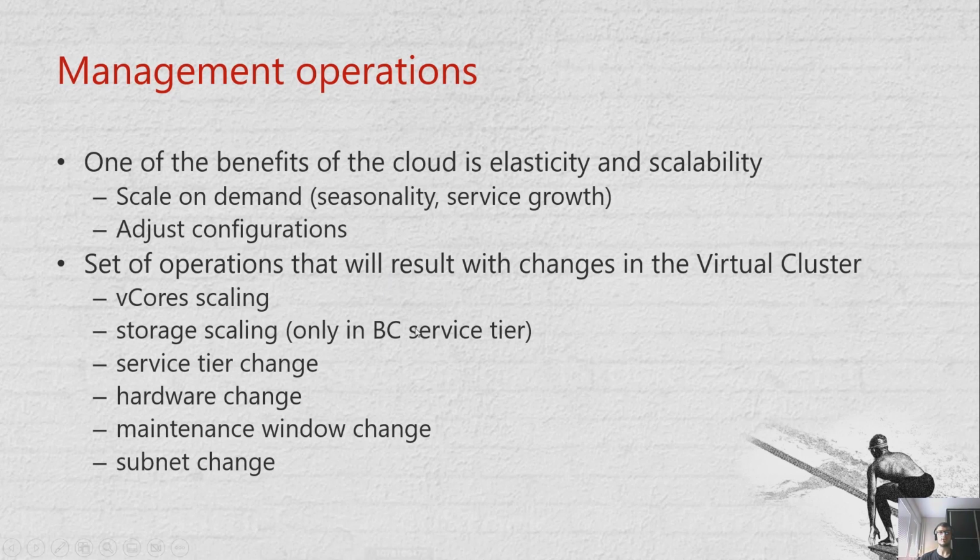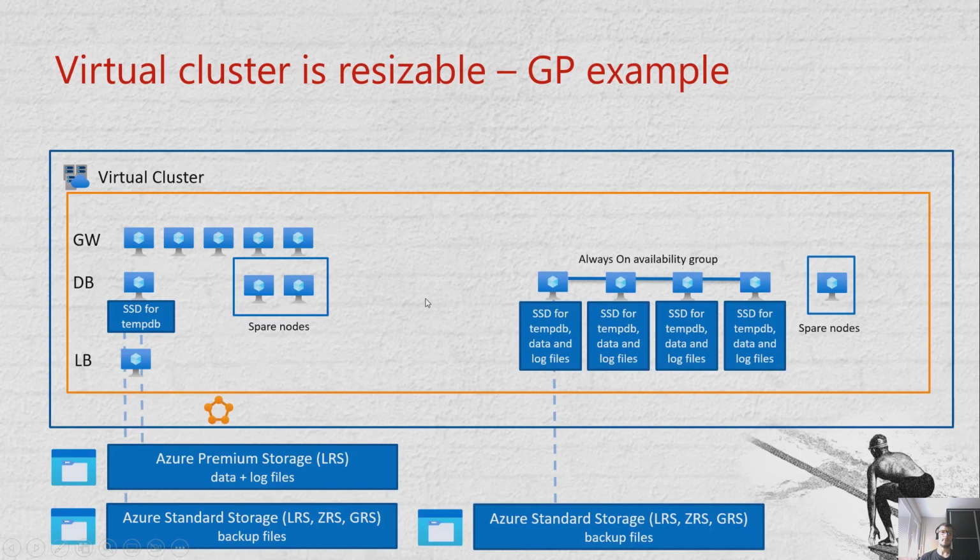What do these management operations actually look like? So this is the virtual cluster that we already saw. It has one general purpose instance and one business critical instance. Let's say that we want to scale the general purpose instance from 4 vCores to 8 vCores. What actually happens here? New virtual machines are added to this virtual cluster, and the virtual cluster gets resized. Resize means that new machines are being added.